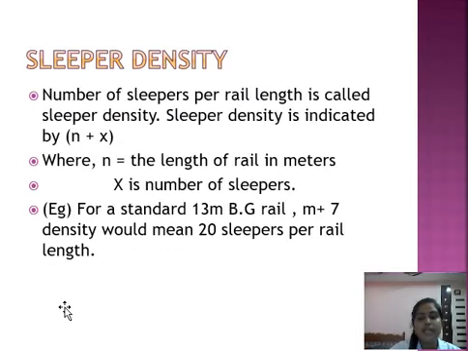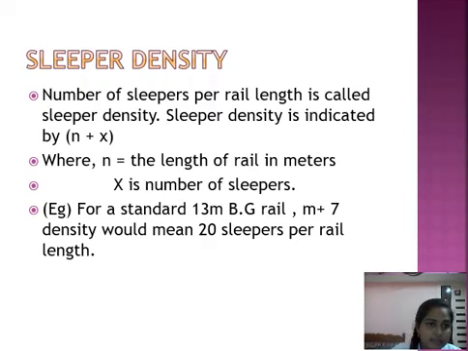Then what is sleeper density? Sleeper density means the number of sleepers required per rail length. For constructing the railway track, the standard rail length is 13 meter. For connecting these rails, they use fish plates. So the number of sleepers required per rail length is called sleeper density.